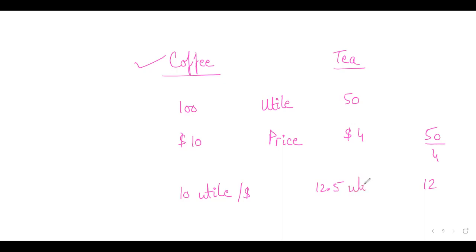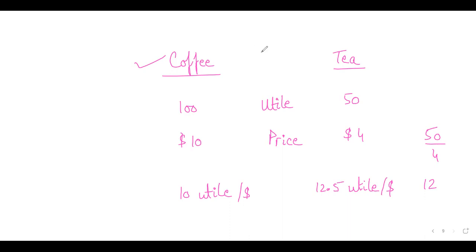So since tea is cheaper, even though tea is not preferred as much as coffee by this consumer, it means that tea is giving him more utility for each dollar spent on it. Because what's the constraint here? The constraint is the spending power. The spending power will determine which of the two products the consumer will prefer.